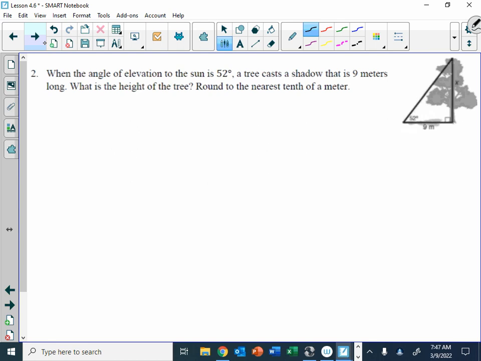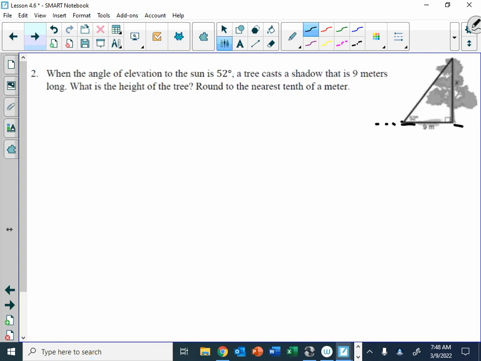You're asked, when the angle of elevation to the sun is 52 degrees, so that means I'm looking up. For example, this is my line of sight. I'm looking up, so that angle is going to go right here. When the angle of elevation to the sun is 52 degrees, a tree casts a shadow that is 9 meters long. Think about a shadow. When you're walking outside, the shadow's in front of you, right? That's the horizontal. So just use a little common sense. The shadow is horizontally in front of you.